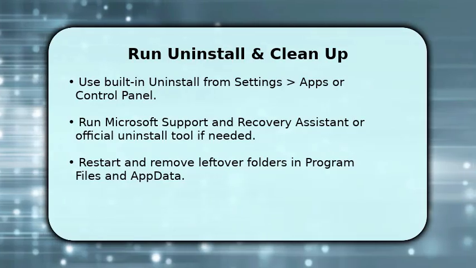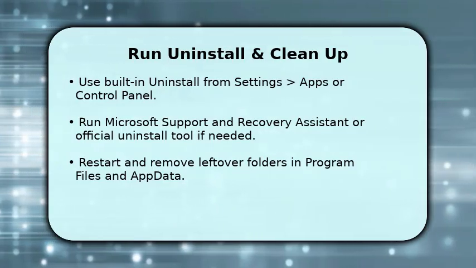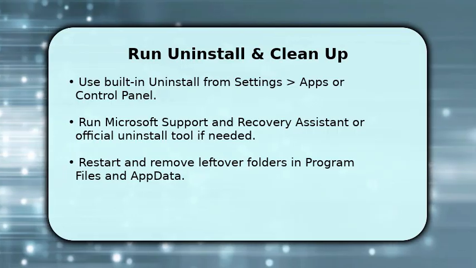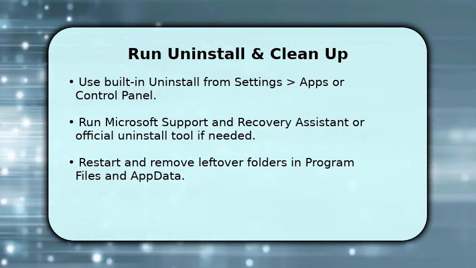You'll now run the core uninstall. Choose Office Entry and click Uninstall, confirming prompts. This removes main files and registry entries.